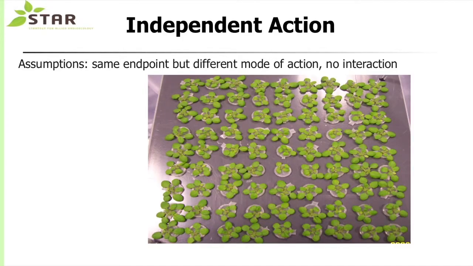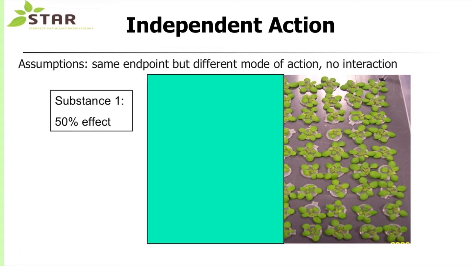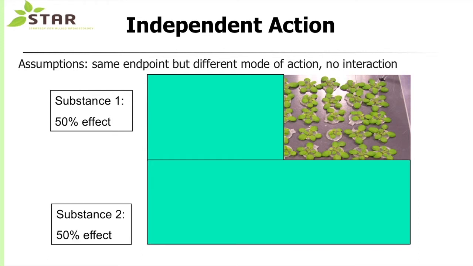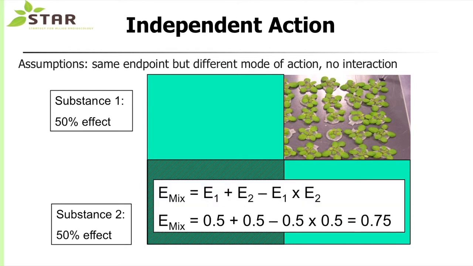The other approach is independent action. The assumption for independent action is that your components have the same endpoint, but a different mode of action, and there is no interaction between them. For example, if you have 100 plants and one substance kills 50% of these plants in one way, and the other one kills 50% of the plants in the other way, you will end up with 25% of your plants surviving. So in independent action, you will be multiplying effects.